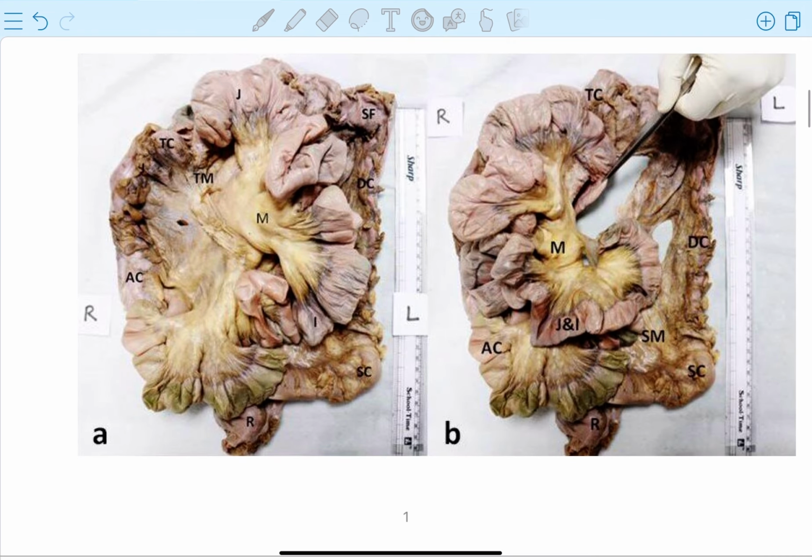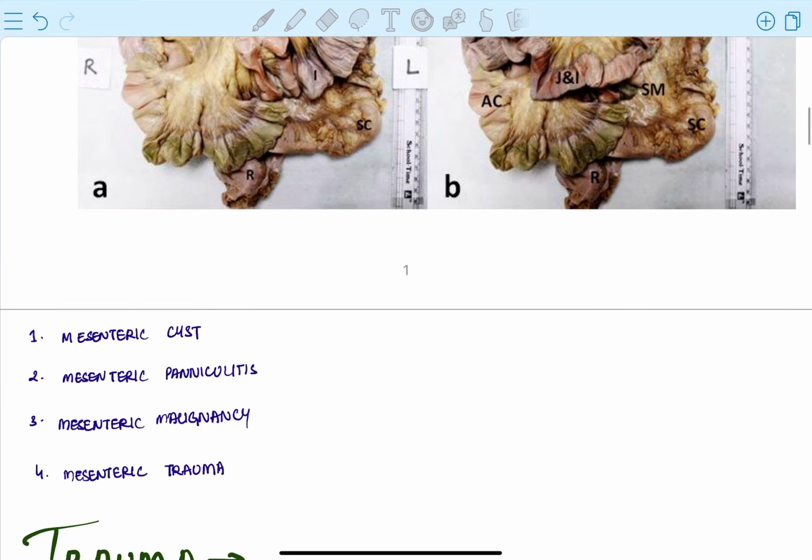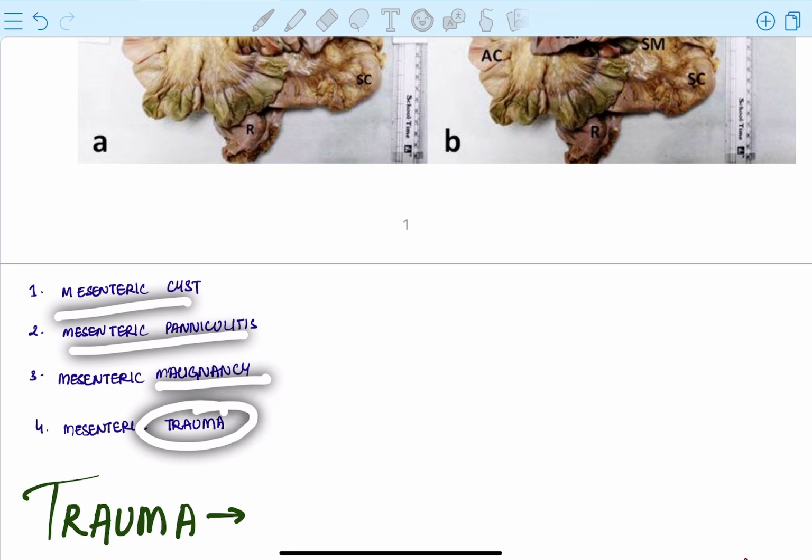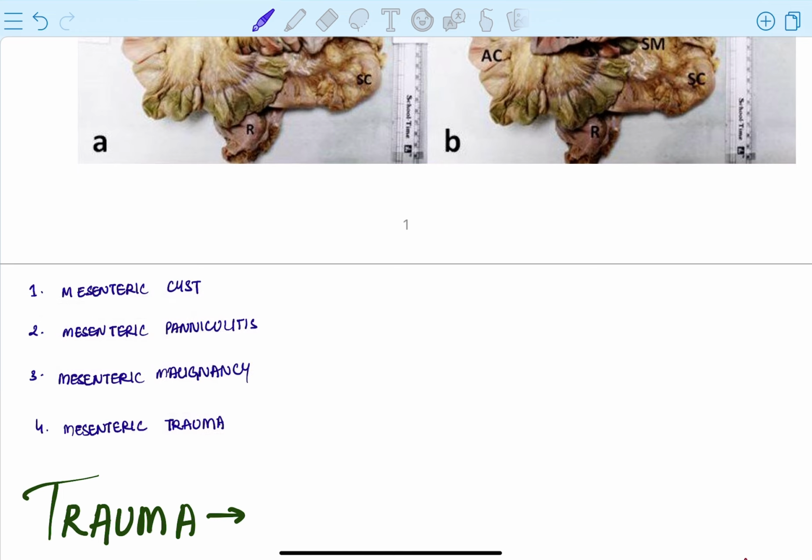This is the picture you can see. These are the small intestine, and these are the mesentery that helps to connect it. This is the gross image. In this module we are going to see about the mesenteric cyst, panniculitis, malignancy and trauma. These are the four important things that are covered in the mesentery, and there's one more entity called the acute mesenteric lymphadenitis.